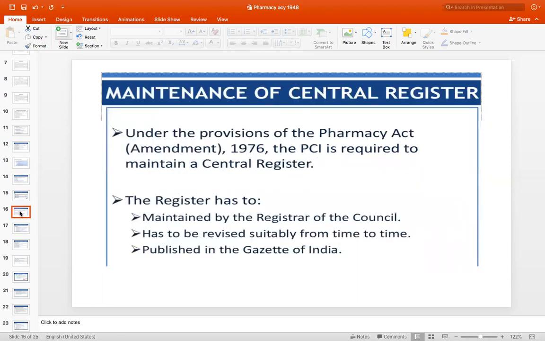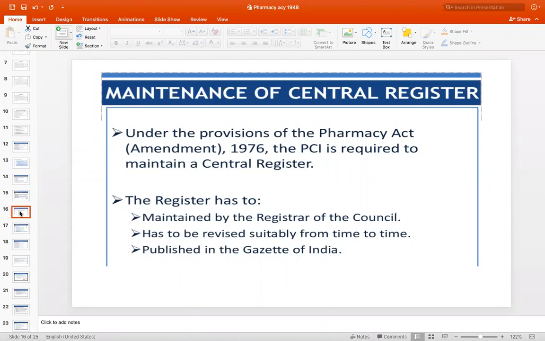Maintenance of central register. Just now I told you, when we register in State Pharmacy Council, there is a central register also under the provision of Pharmacy Act, and it is an amendment. You might already know what amendments are. Nowadays, so many amendments are being passed by Modi for India. So here also, in any council, if any rule has to be changed, or any new thing has to be put in, we call that an amendment.